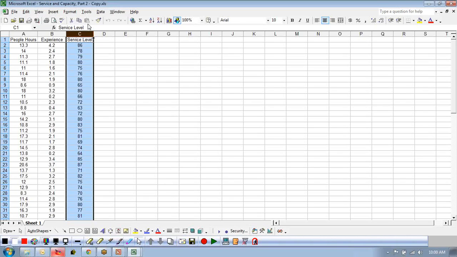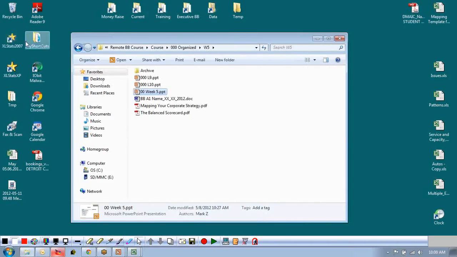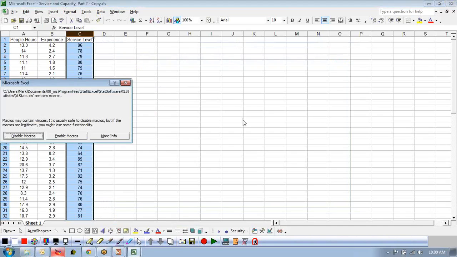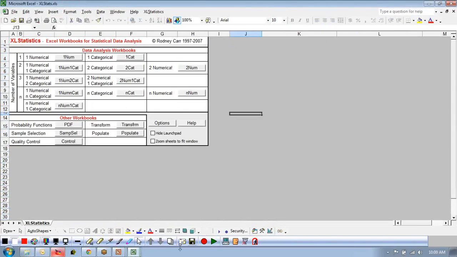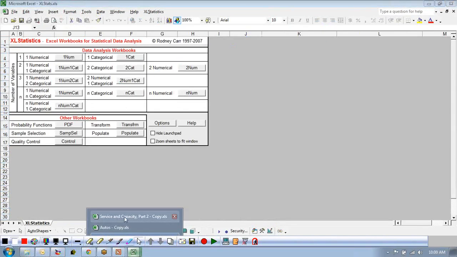Okay, higher is better, and we want to see if we can predict the amount of people that we put into this process. See if that helps us predict what our service level is going to be. So let's check that out. Let's use Excel stats to do that. I think that you'll find that this works just fine to do that, and gives us a nice picture.